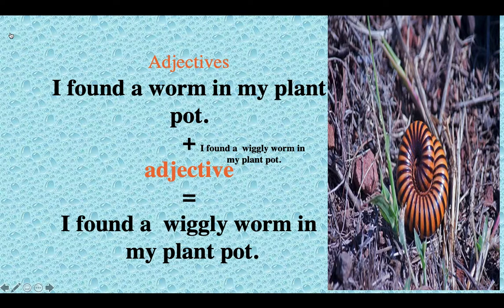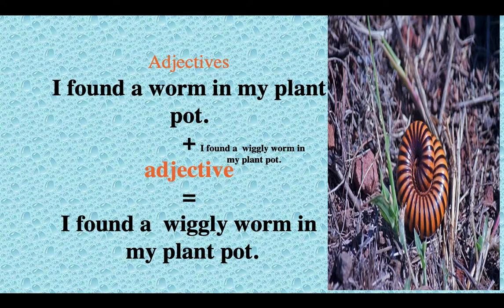I found a worm in my plant pot. So here the word worm is a noun. And now we are going to add a few words which describe the worm. That is wiggly worm, or you can say orange worm, or you can say spiral worm. Looking at the worm, you can add more adjectives, placed before the noun.